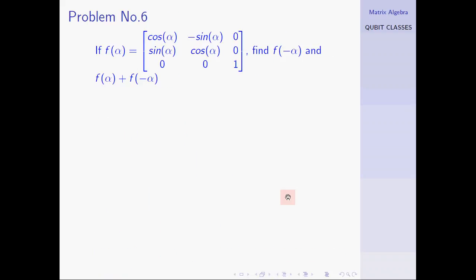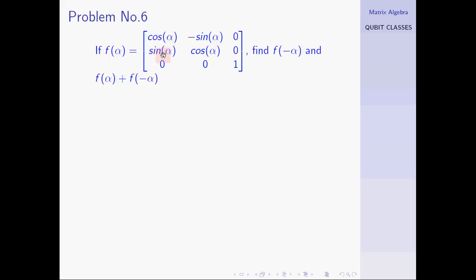Problem number 6. If f of alpha is equal to the matrix with rows cos alpha, minus sin alpha, 0; sin alpha, cos alpha, 0; 0, 0, 1, find f of minus alpha and f of alpha plus f of minus alpha. So in this case, this matrix itself is a function of alpha.